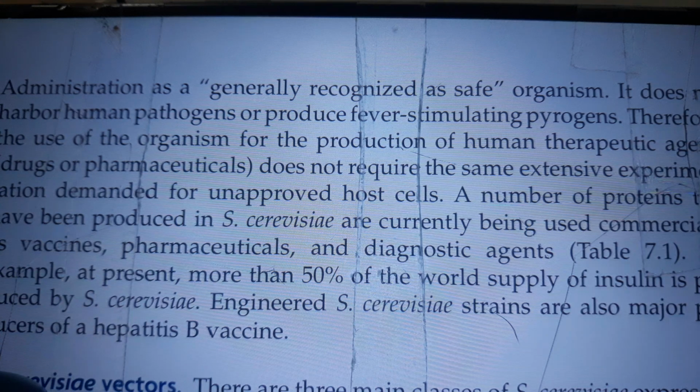A number of proteins that have been produced in S. cerevisiae are currently being used commercially as vaccines, pharmaceuticals, and diagnostic agents. Table 7.1, for example: at present more than 50% of the world's supply of insulin is produced by S. cerevisiae. Engineered S. cerevisiae strains are also major producers of hepatitis B vaccine.